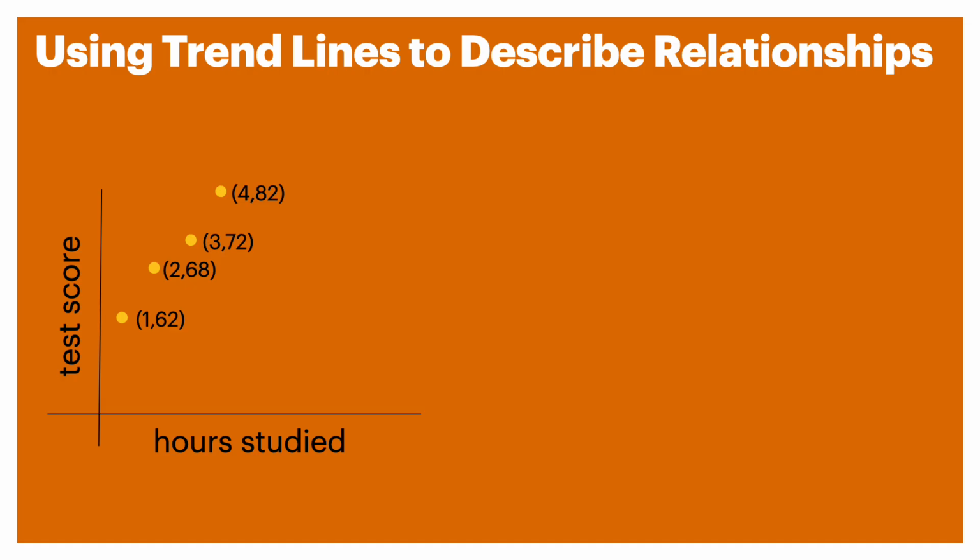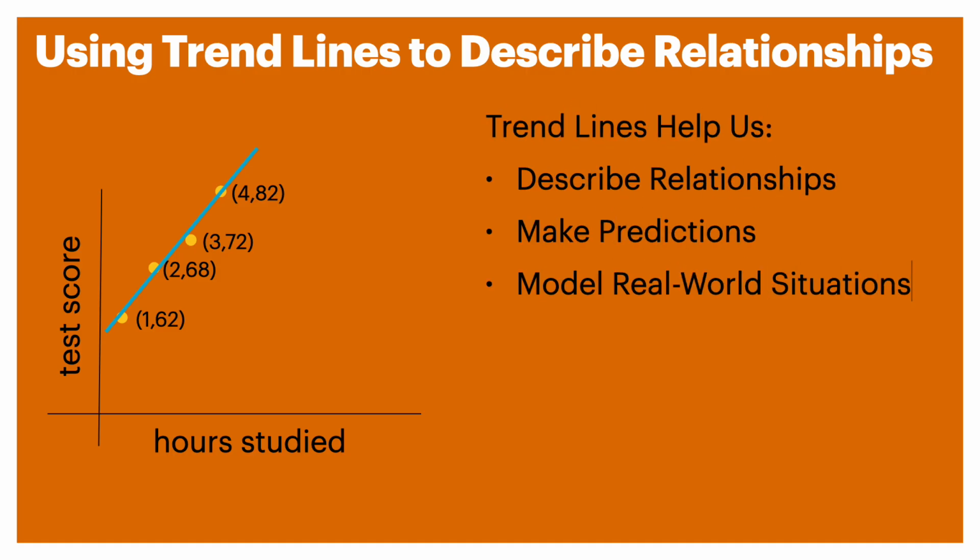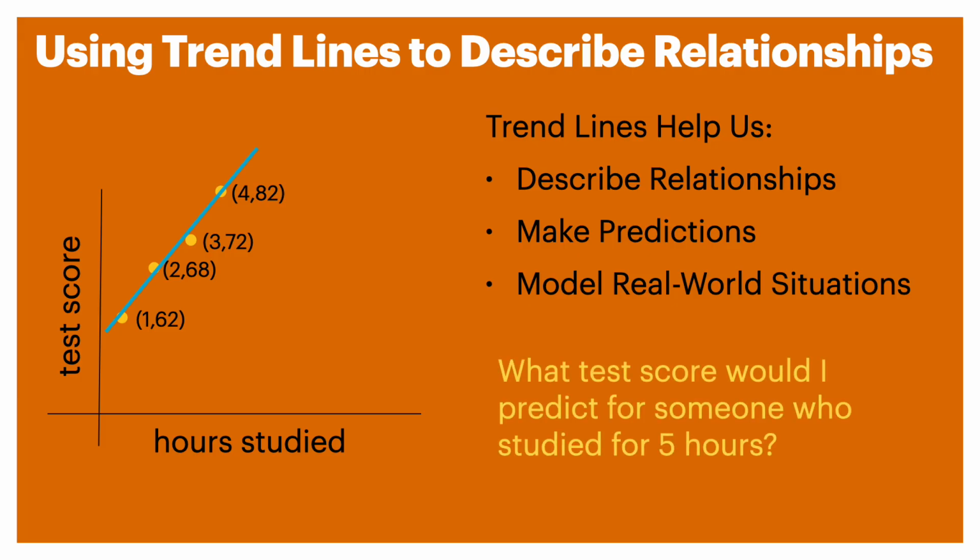So let's go back to our hours studied and test score two-way table. This is what the scatter plot looks like, and let's go ahead and draw a trend line through the scatter plot. So as we said, trend lines help us describe relationships, make predictions, and model real-world situations. And making predictions is one of the biggest values to a trend line. Now that I have drawn a trend line through this data, let's ask ourselves, what test score would I predict for someone who studied for 5 hours?